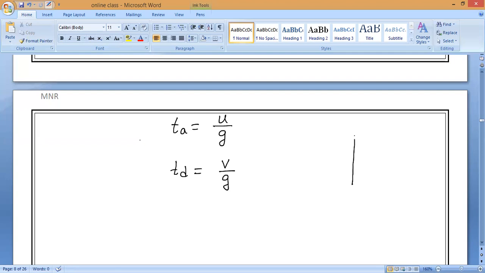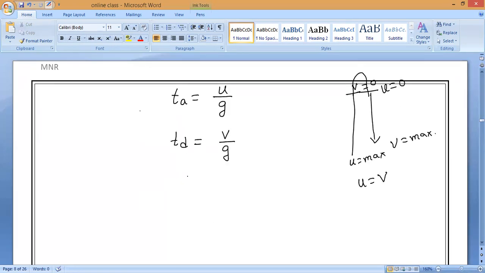Now, when the ball is thrown upward, initial velocity is maximum, and what is the final velocity? Final velocity becomes 0. Now the same ball is coming down. Initial velocity becomes 0, and final velocity is maximum. So for the same body going up and coming down, U is equal to V. That is what we call total time, or time of flight. Is it yes or no? Yes.